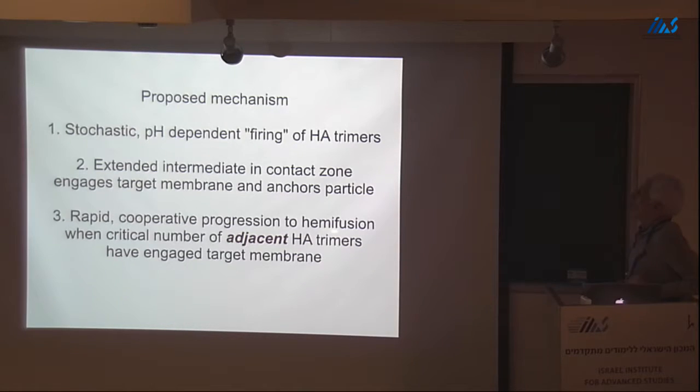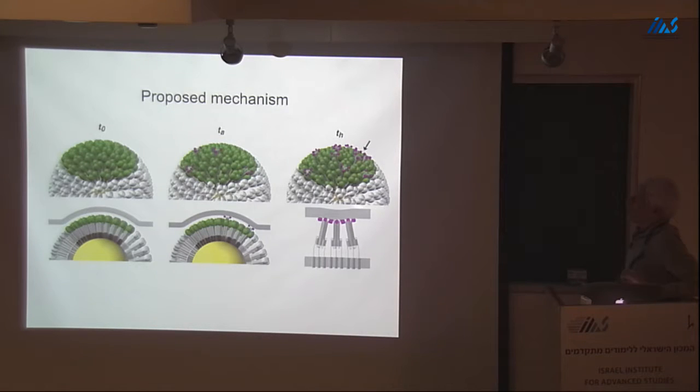And then rapid cooperative progression to hemifusion can occur only when a critical number, and we're going to get that number, of adjacent trimers have engaged the target membrane. So that's the proposed mechanism. And I'll illustrate it here and then suggest how we simulated it. That is, in a simple kinetic simulation, a simple MATLAB stepwise kinetic simulation.